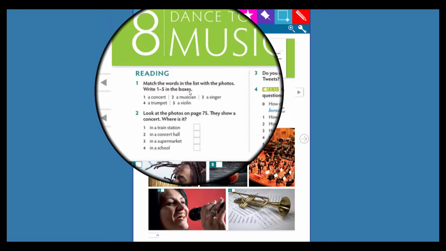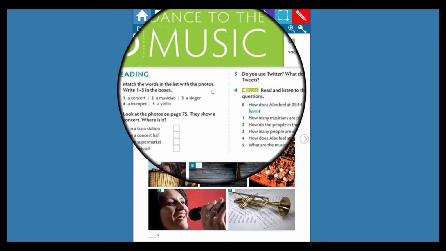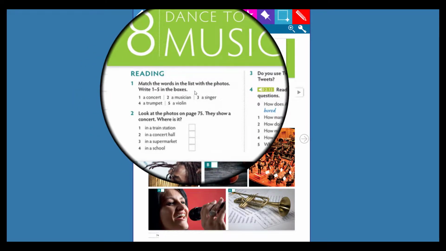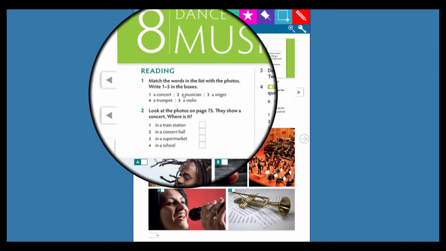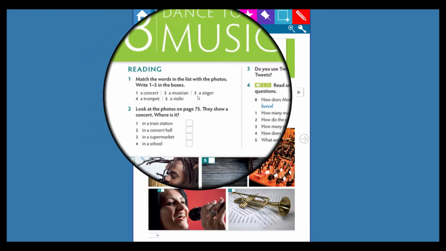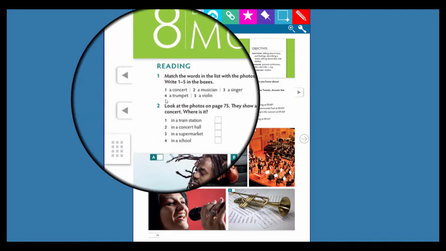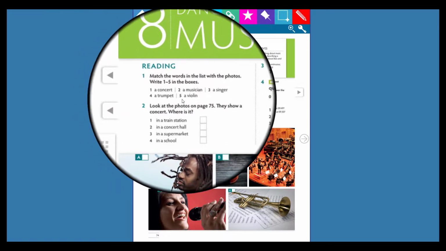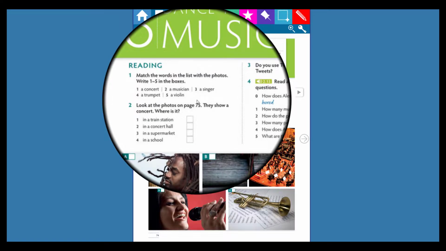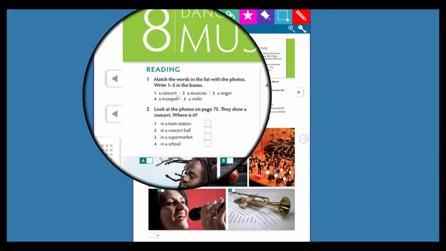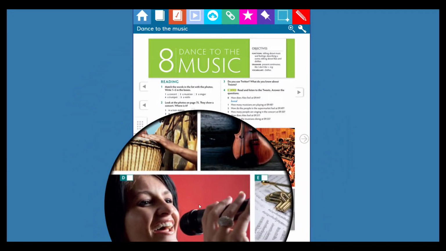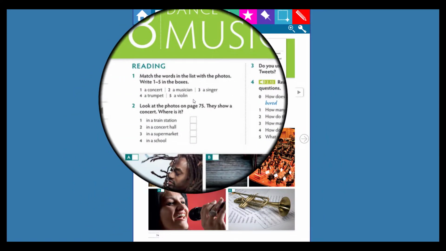Match the words in the list with the photos. Write 1 to 5 in the boxes. The words are the next ones. 1, a concert. 2, a musician. 3, a singer. 4, a trumpet. And 5, a violin. Okay, so now I need that you stop the video and put the numbers next to the letters to match the pictures with the words.